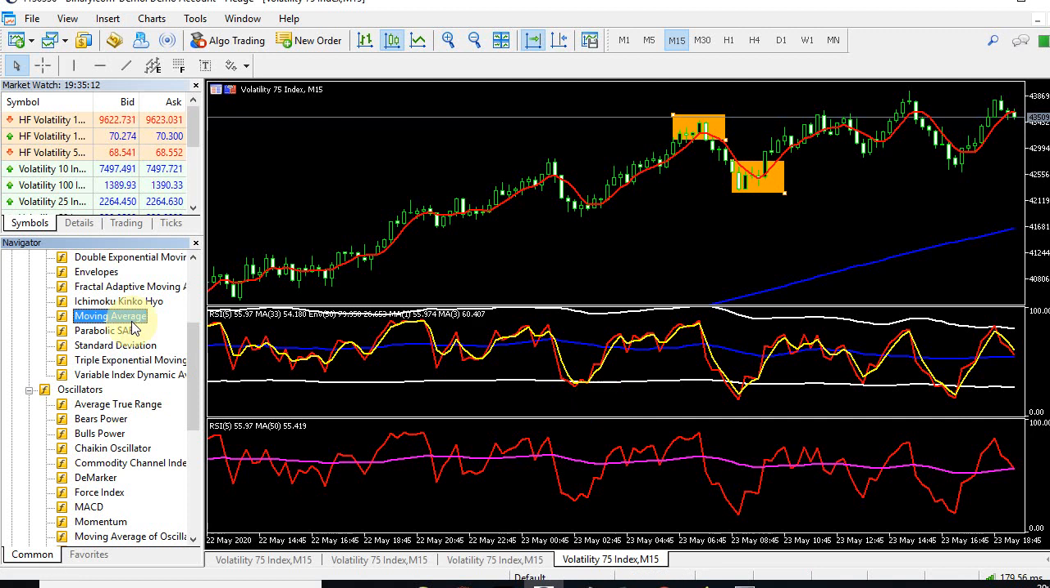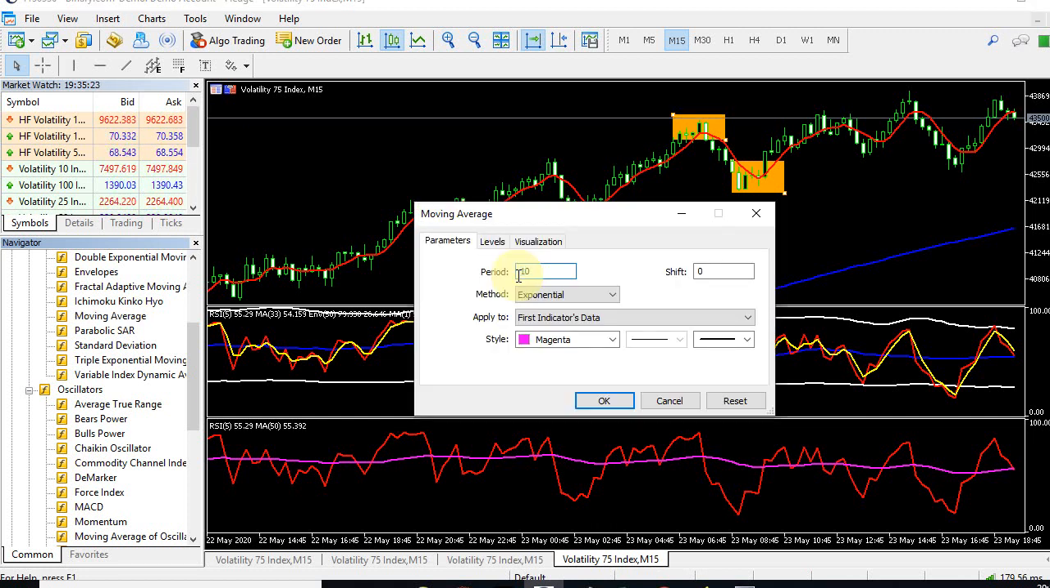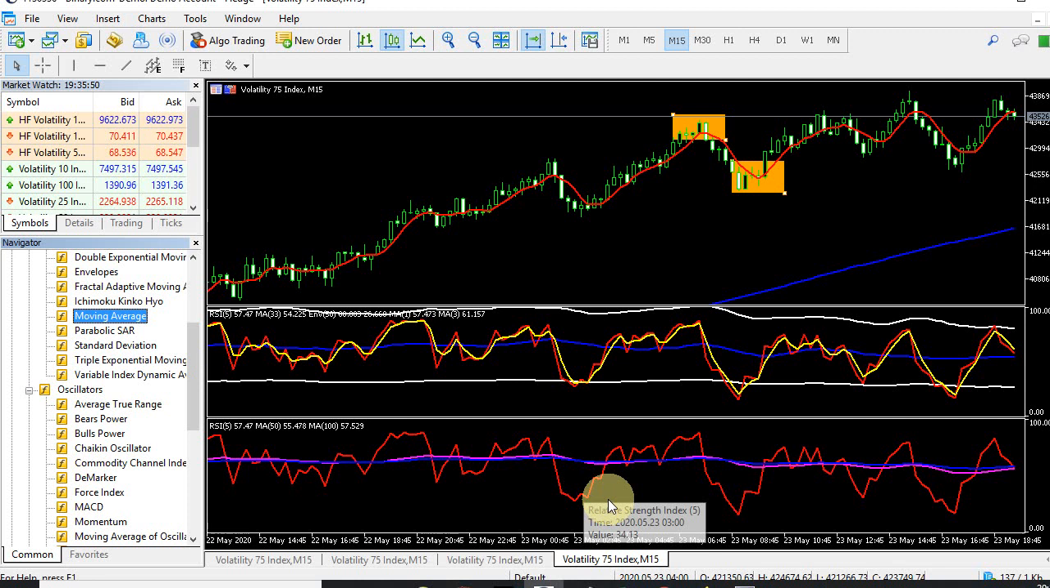The next indicator for this strategy will be moving average. This time around, we are changing the period to 100 period moving average. We're leaving it as exponential, and then we'll apply to first indicator's data so that it can easily drop on indicator window 2. Then this time around, we are going to change the color to blue. The 50 is magenta, the 100 is blue, the RSI line is red.